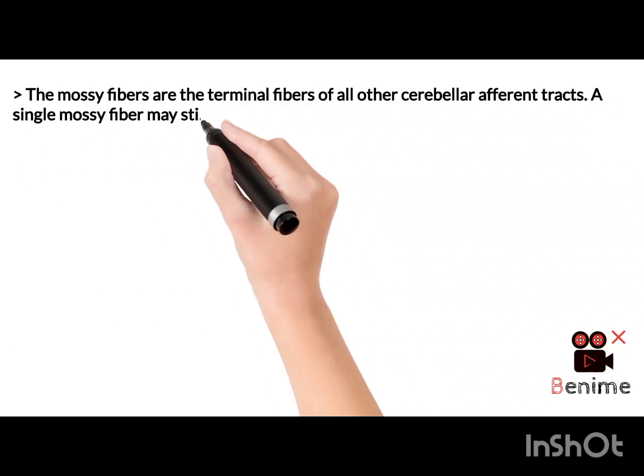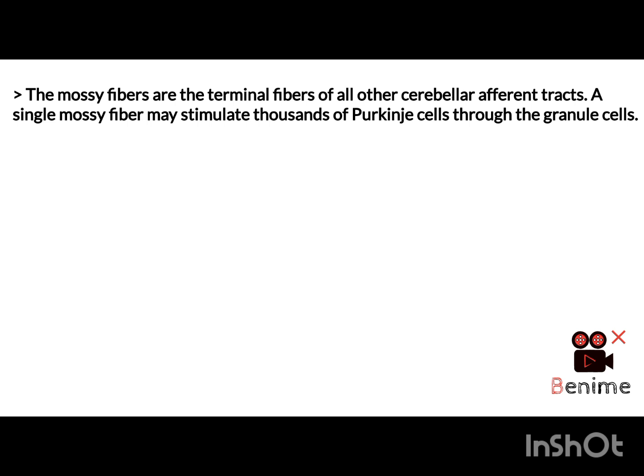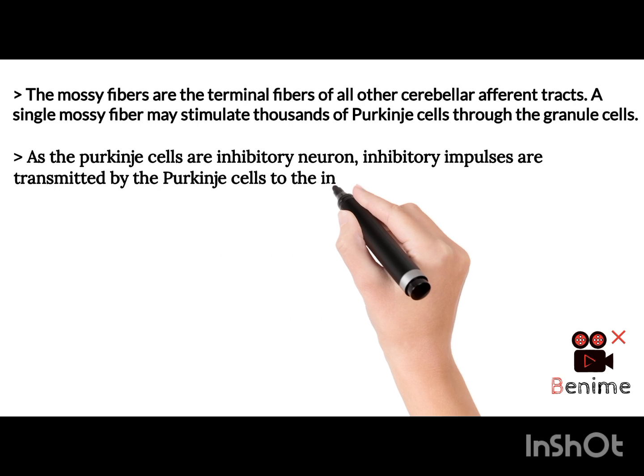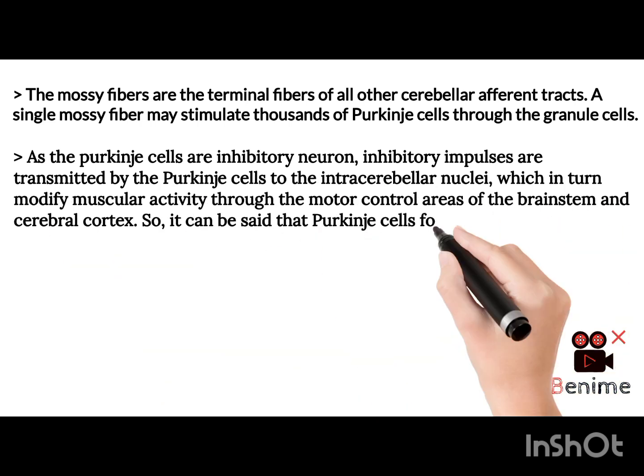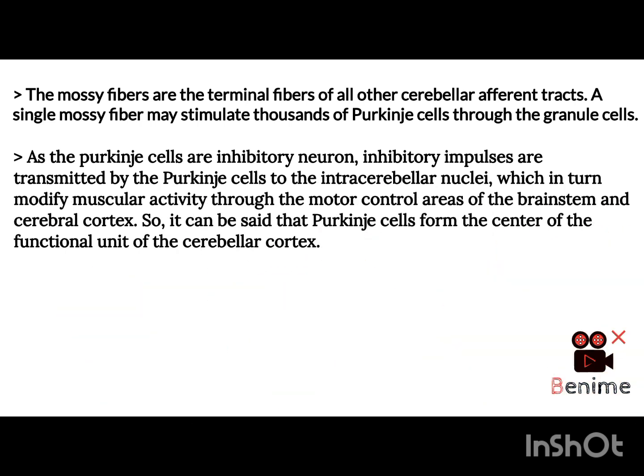The mossy fibers are the terminal fibers of all other cerebellar afferent tracts. A single mossy fiber may stimulate thousands of Purkinje cells through the granule cells. As the Purkinje cells are inhibitory neurons, inhibitory impulses are transmitted by the Purkinje cells to the intracerebellar nuclei, which in turn modify muscular activity through the motor control areas of the brainstem and cerebral cortex. So it can be said that Purkinje cells form the center of the functional unit of the cerebellar cortex.